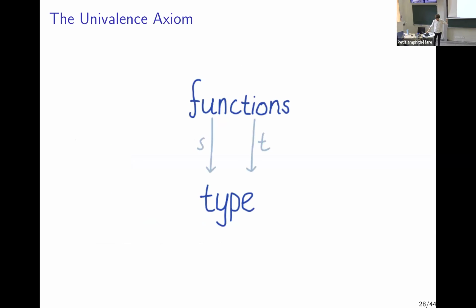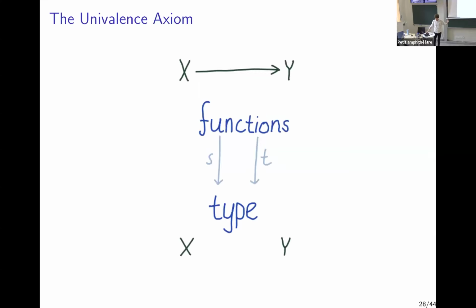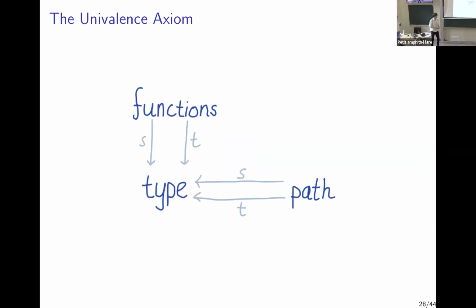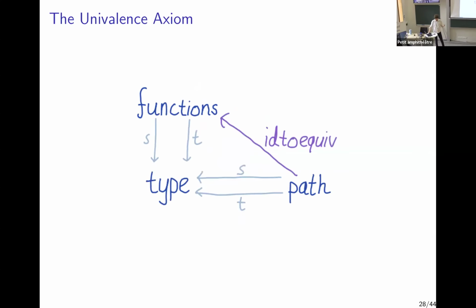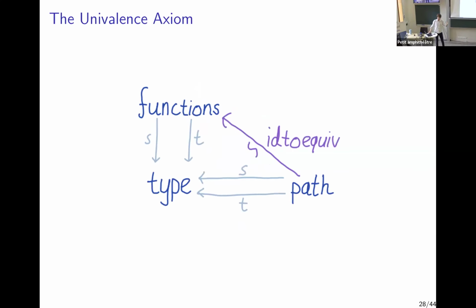So how can we imagine this? We have types and functions. Here on the bottom, we have a collection of types. On the top, we have all functions between them. But we have an interesting notion of equality between types, which is represented by paths. And what the univalence axiom basically says is that the paths of types are determined by the functions. So paths of types are completely determined by the functions because they're the same as equivalences.